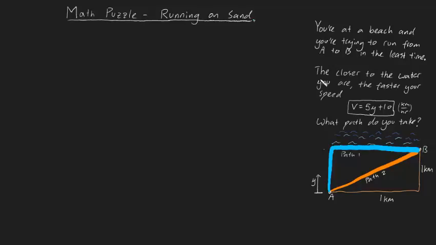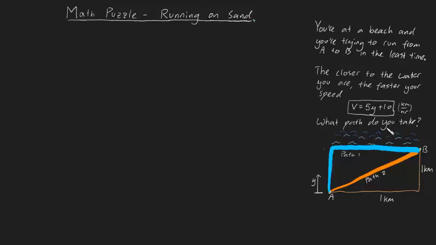Now we notice the closer to the water you are, the faster your speed. So what that means is, as you get closer and closer to the sea, so as y increases, your speed, v, will also increase, right? And that's given by this formula. v is equal to 5y plus 10.